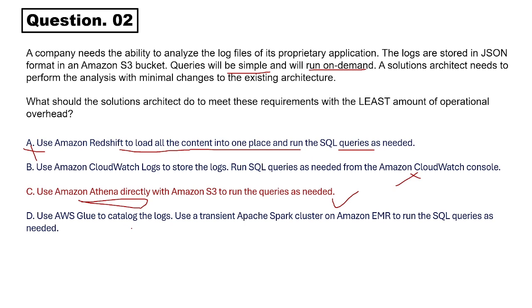Now, use AWS Glue to catalog the logs, and use a transient Apache Spark cluster on Amazon EMR to run the SQL queries as needed. So this is also not correct, because again it is taking two steps. First, use AWS Glue to catalog the logs, then use Spark to run the SQL. And here it is meeting the requirement in just one step. So this is also not correct. However, you can say all the options were quite possible apart from this one. This was also possible, this was also possible, and this is obviously possible.